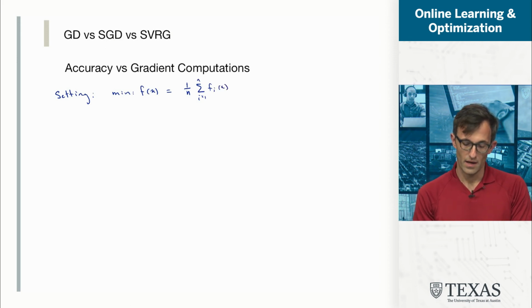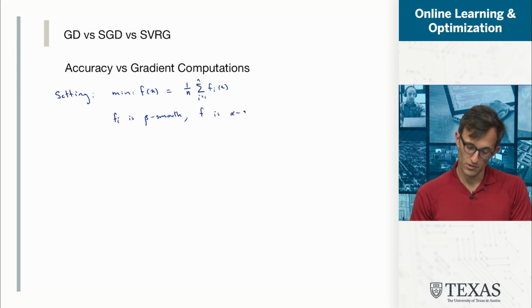And I've written on the top of this slide 3 algorithms: gradient descent, this is something we covered a long time ago, stochastic gradient descent, and SVRG. And I want to compare all 3 of these in the setting where each fi is beta smooth and the overall function f is alpha strongly convex.